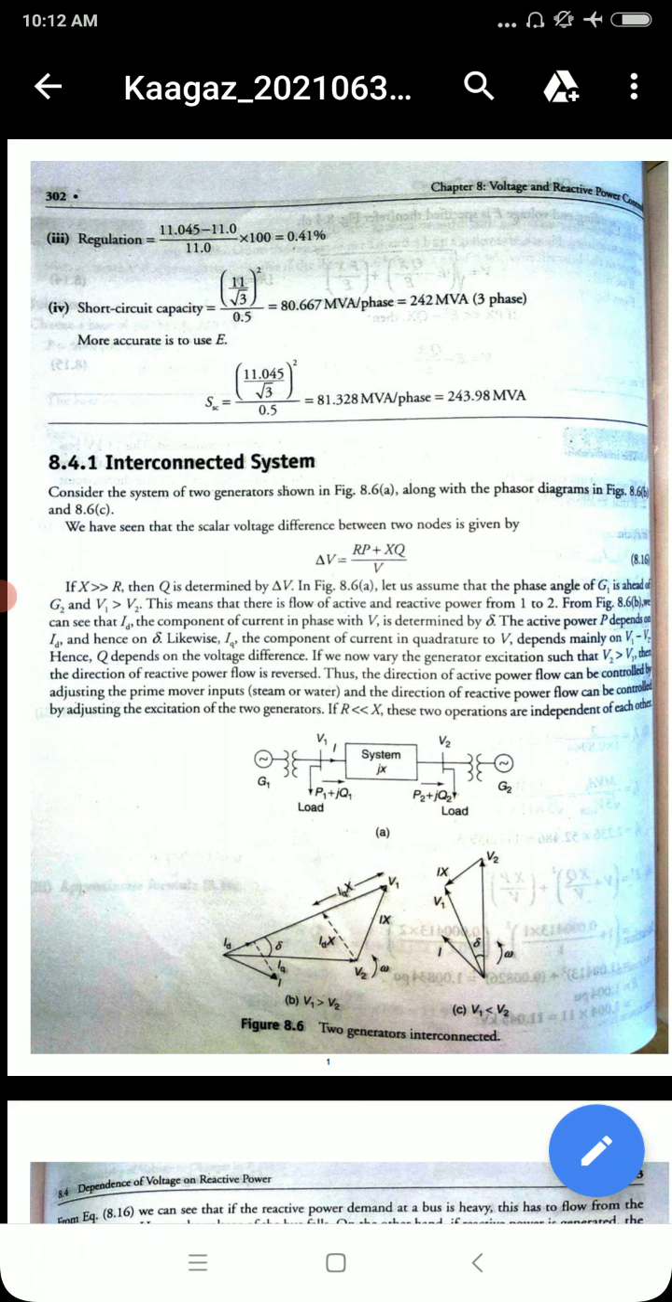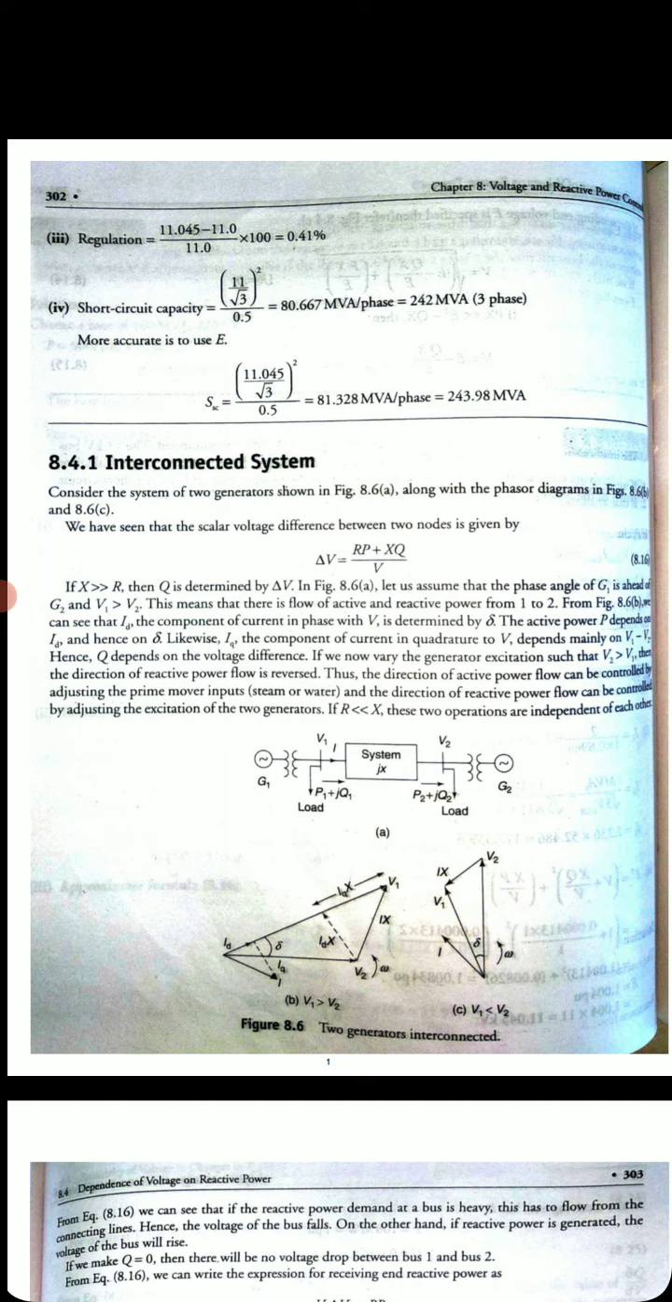8.6b and c. So in this figure 8.6a you can see there is a generator G1 which is having its own transformer and the voltage at V1, and load for that one is P1 plus jQ1, which is connected to the second system which is having generator G2 with its own transformer and load as P2 plus jQ2, and the voltage at the load is V2. Both the systems are connected using a system reactance jX. Okay, so you can see in 8.6b and c the phasor diagrams.